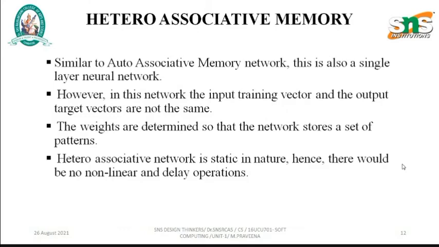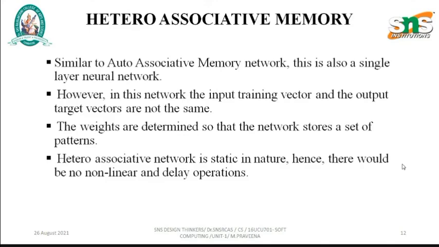This hetero associative memory is also a type of associative memory, and both auto and hetero are similar in functioning, but the one difference is that the number of inputs and the number of outputs will not be the same here. In auto associative memory, the number of inputs and outputs are matching, the same, isn't it? But here it will be different. In this network the input training vector and the output target vector are not the same. The weights are also determined so that the network stores a set of patterns.